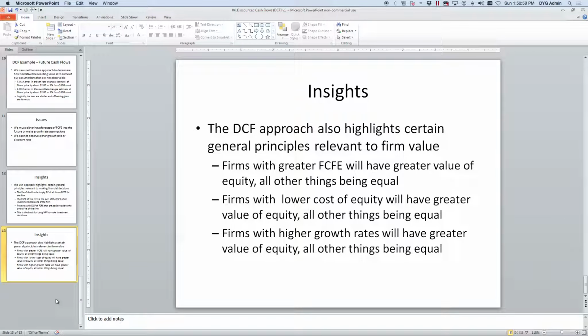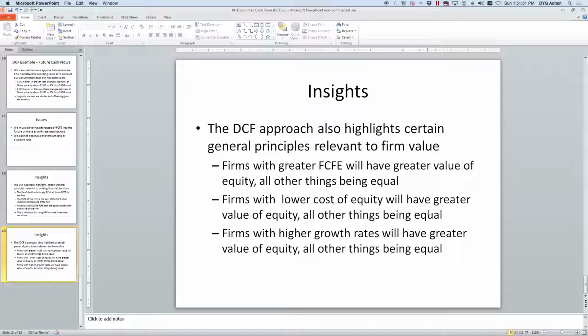A couple of other insights. These are less about decision-making inside of the firm, but about how to think about value for one firm versus another. Firms with a greater free cash flow to equity will have a greater value of equity, all other things being equal. Greater can be greater in the short term, greater in the long term, or both. But if they're the same at some points and greater at others, then it'll be worth more.